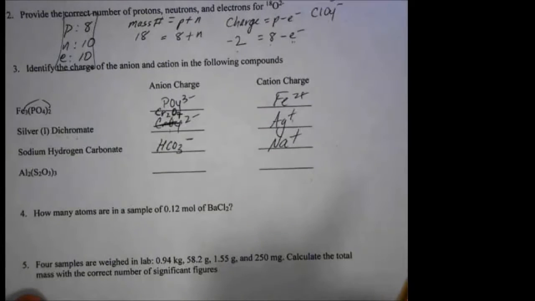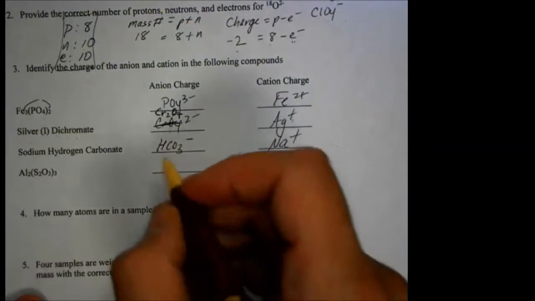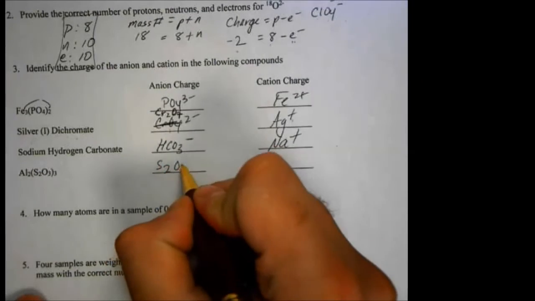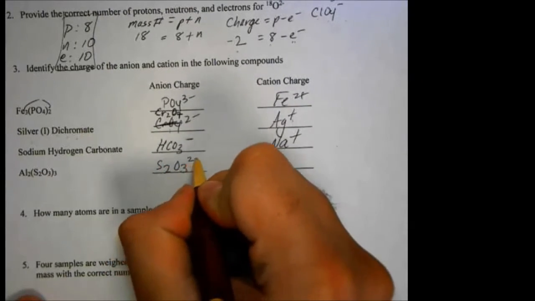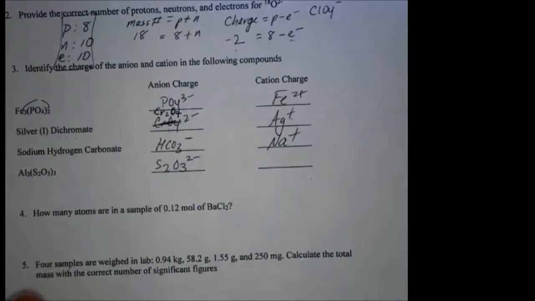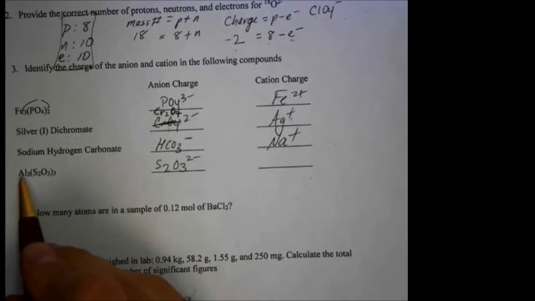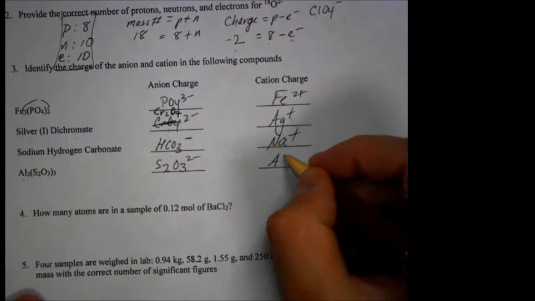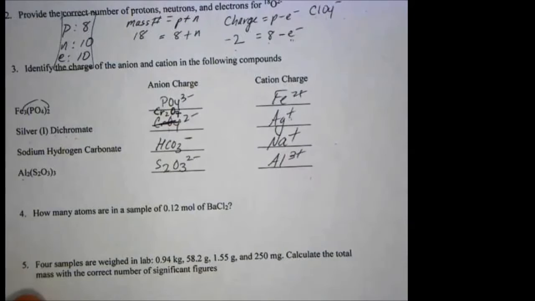Okay, the last one is aluminum thiosulfate. So in this case, the S2O3 will have a 2- charge. If you memorize that from the polyatomic ion chart, you would be golden. You could also deduce that from the fact that aluminum always has a 3+ charge. So that would be how you would fill out that table.